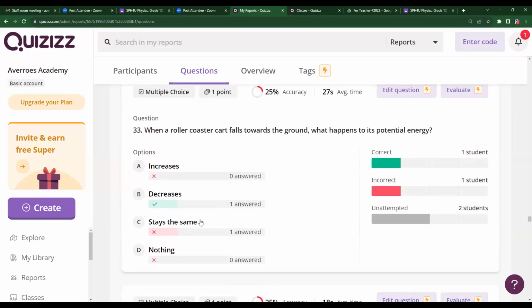When a roller coaster car falls down to the ground, what happens to potential energy? Okay, so when it goes down, height gets smaller. And because potential energy depends on height, it decreases. So it doesn't stay the same. Okay, what will stay the same?